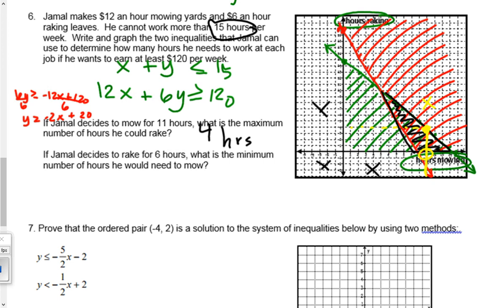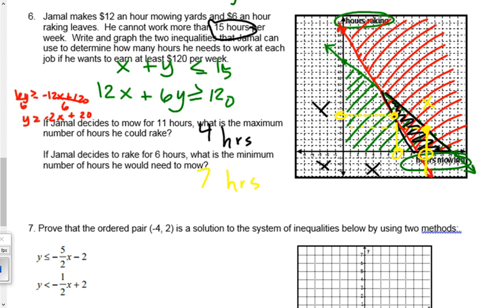So let's try that theory for the second question. If he decides to rake for 6 hours, what is the minimum number of hours he would need to mow? So raking for 6 would be right here. So if I follow that across, the minimum number of hours he would need to mow would be whatever this is, right? Reading down the page, that would be 7.